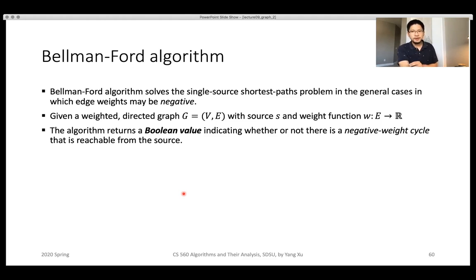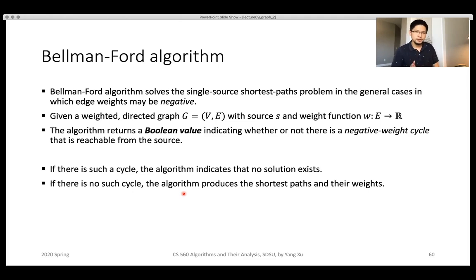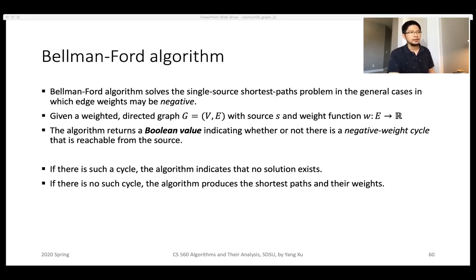If there is a negative weight cycle, then the algorithm will indicate that no solution exists. If there is no negative weight cycle, then the algorithm will produce the shortest paths and their weights. As we have talked about previously, we already know that a shortest path should not contain any negative weight cycle nor positive weight cycles.